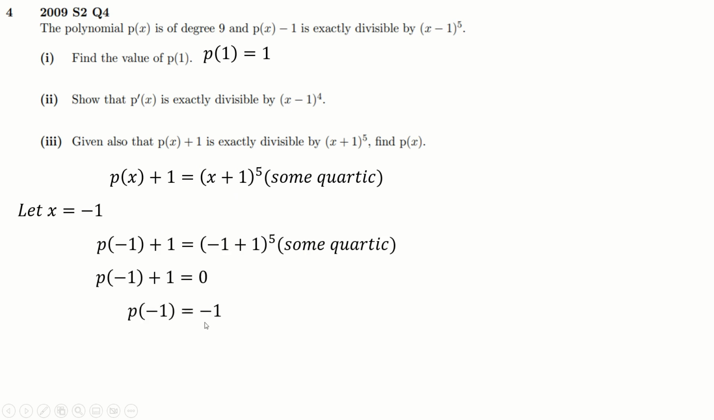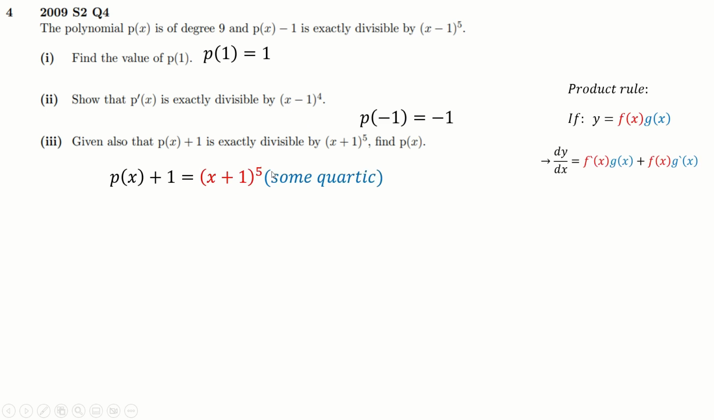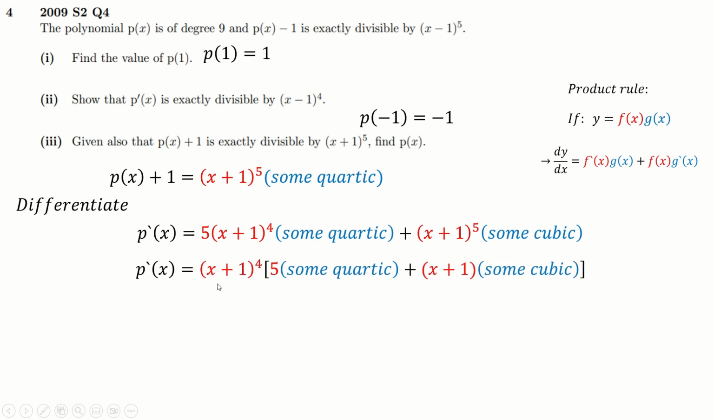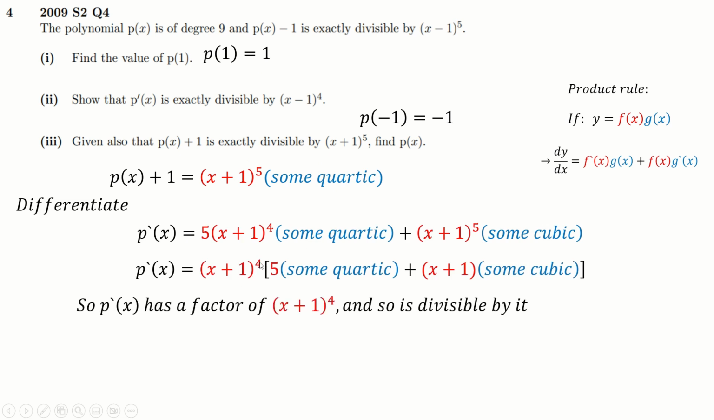So that seems useful. They didn't ask me to do that, but it seems useful, and it's trying to repeat the process that they've done as you go along. That's what STEP questions are all about. So we have that result down as well. And now what else can we do? Well, let's just differentiate, because that's what they asked us to do last time. So let's just do that again. Let's differentiate. We get P dash of x, 1 differentiates away, obviously, equals this. We can factorize out an x plus 1 to the 4, and we can argue that P dash of x is now divisible by x plus 1 to the 4.